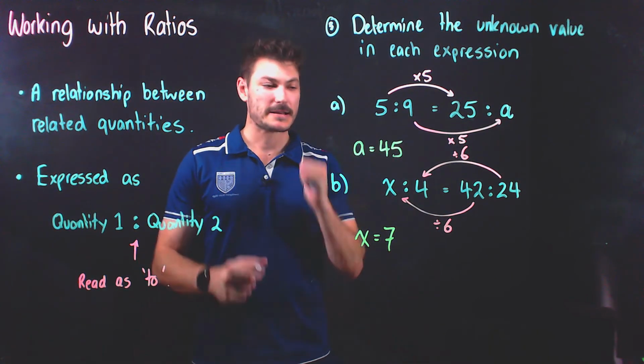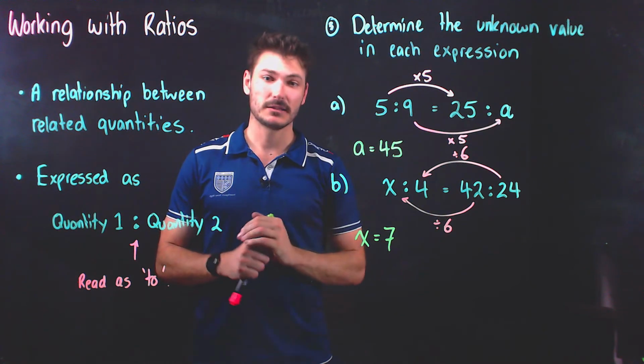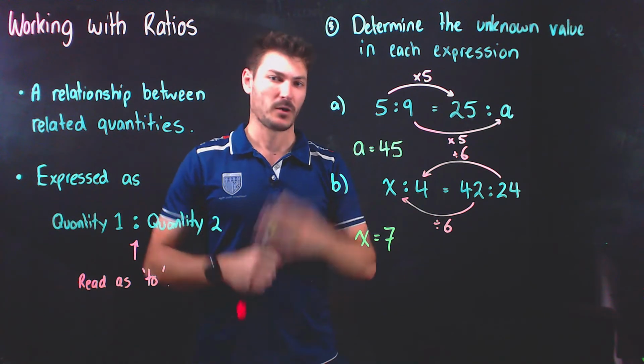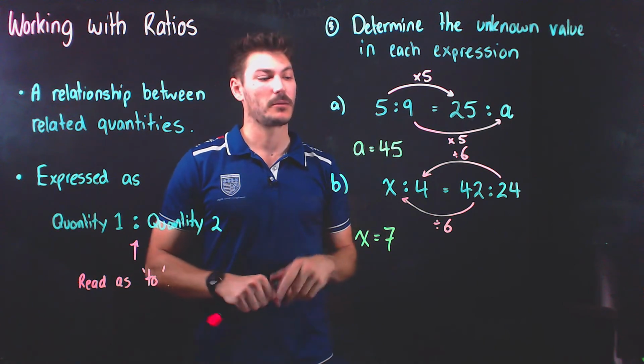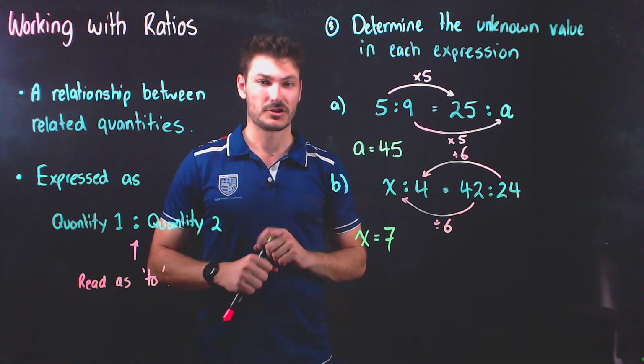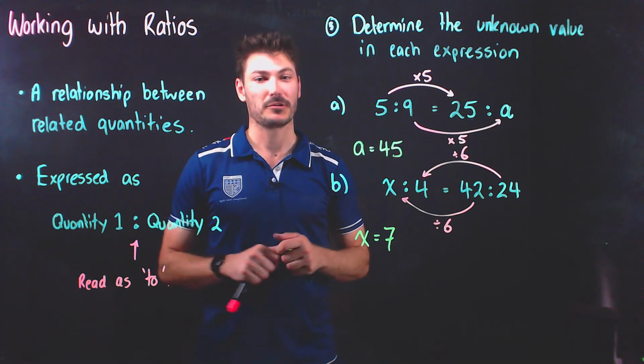So in summary, we've looked at expressing situations as ratios. We've looked at simplifying ratios, and now we've looked at doing a bit of problem solving to determine unknown quantities using ratios. I hope those 3 things help you in your maths.